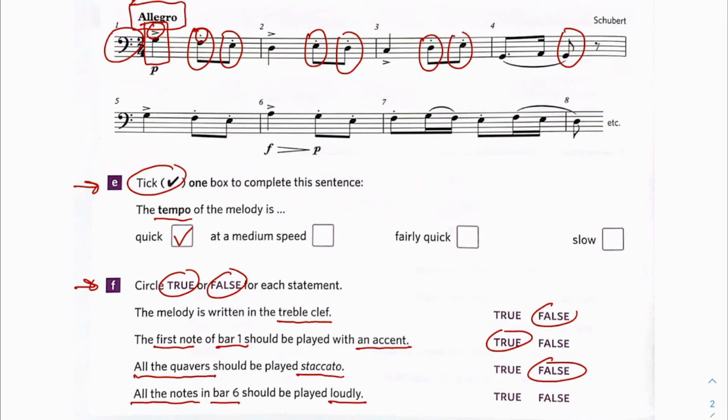So let's go to bar 6, which is here. And under the first note, there is a dynamic sign of forte, which means loud. But under the second note, there is a P, which stands for piano or soft. So not all the notes should be played loudly in bar 6. And the statement is false.